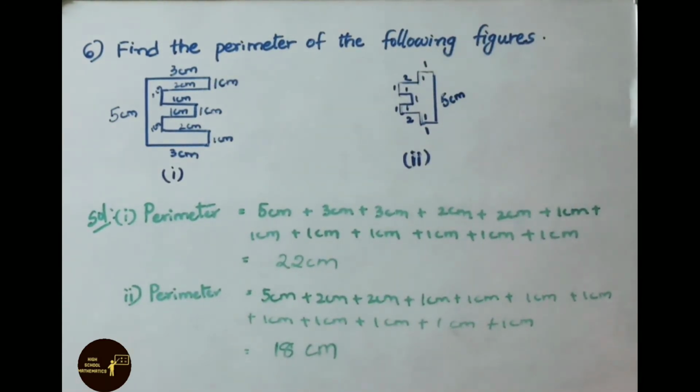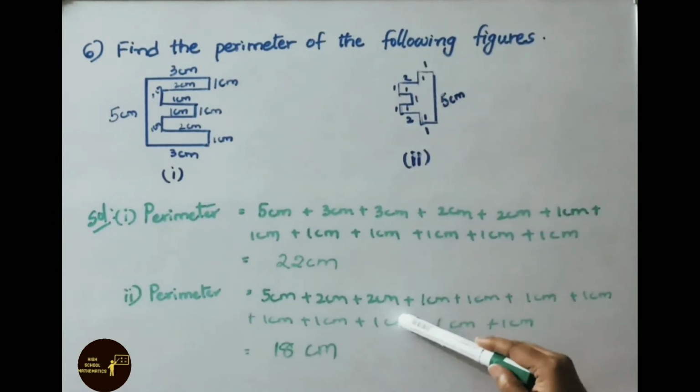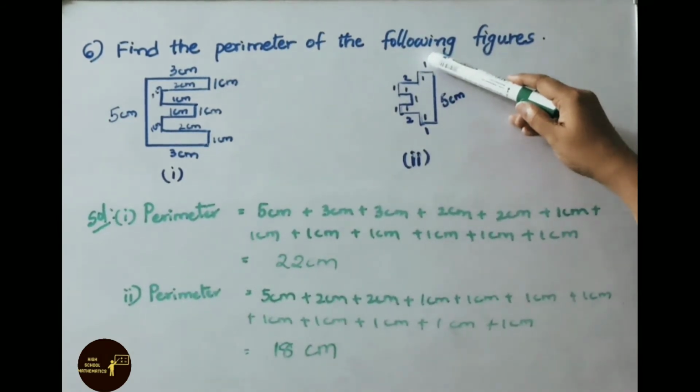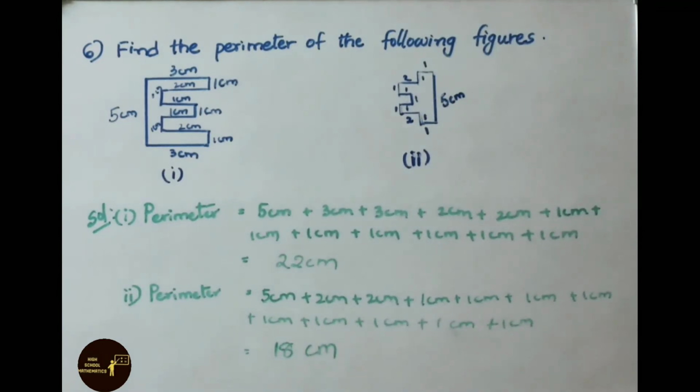Observe now second figure. See the perimeter, that equals 5 centimeter plus 2 centimeter plus 2 centimeter. Count how many ones were present. 1, 2, 3, 4, 5, 6, 7, 8, 9. So 9 times 1 centimeter we have added. Let us do addition. 5 plus 2, 7. 7 plus 2, 9. 9 plus 9, total 18 centimeter.